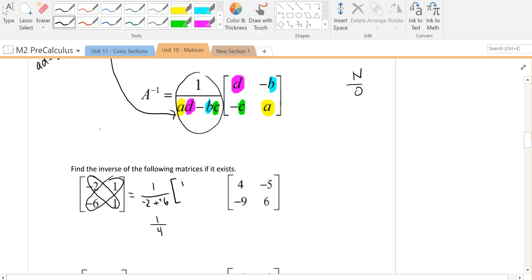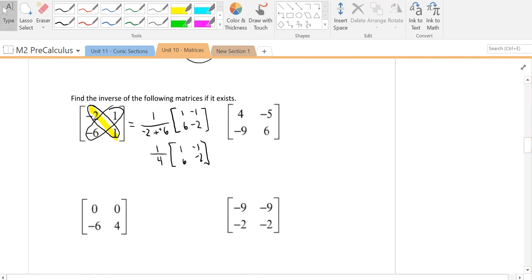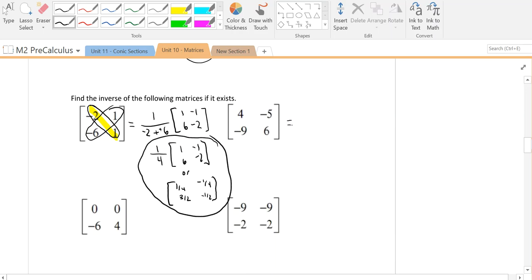So this first diagonal are swapping spots, 1 and -2. The other diagonal are changing signs. So here is my 1. That one has the scalar multiplication on the outside. I could multiply it in and write 1/4, -1/4, -1/2 in that spot, and 3/2 there. I just simplified the fractions. Either one is fine. You can use the calculator to do the multiplications for you as well.